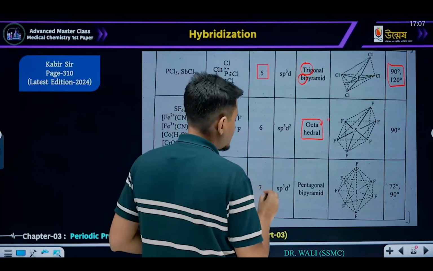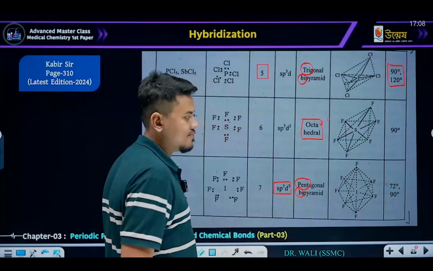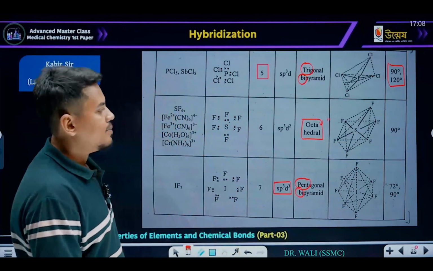Lastly, 7 is an interhalogen compound. Here 7 fluorines are there, so 7 orbitals, so sp3d3. Again, 7 is a sum of 5 and 2, penta and bi. Okay, it is pentagonal bipyramidal, and the bond angles are 72 and 90.